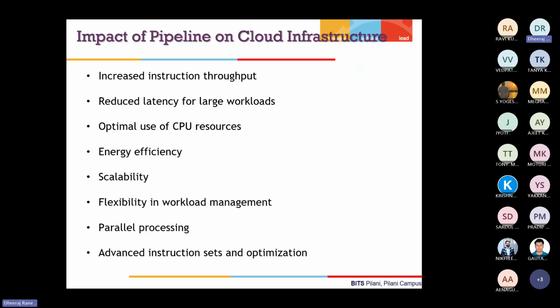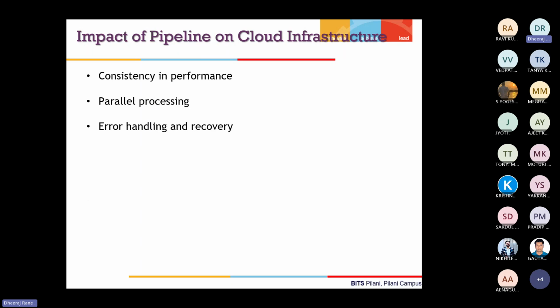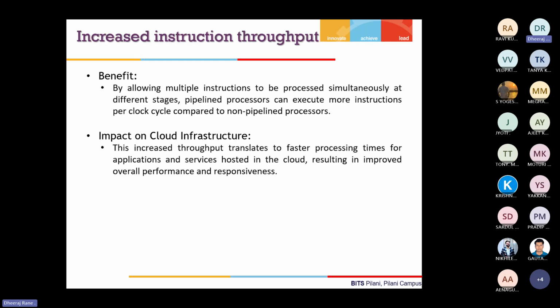Impact on cloud: if the processes are pipelined and we would like to see what exactly is the impact of the processor on cloud, then these are all the cases that we can witness if the processes are pipelined, right? So these are many, and we'll see them one by one quickly. Definitely it increases instruction throughput. We have already seen this in the case of an individual processor as well.